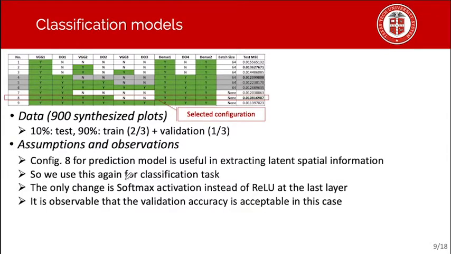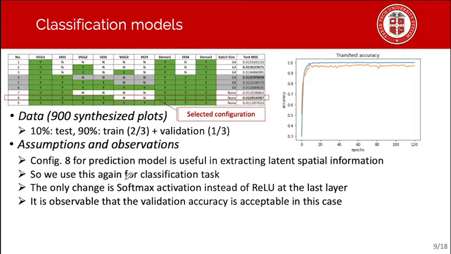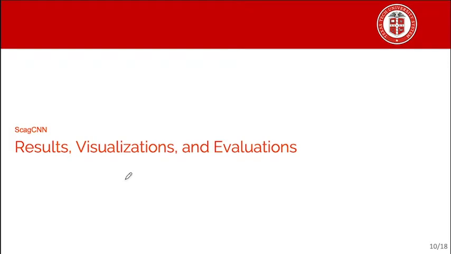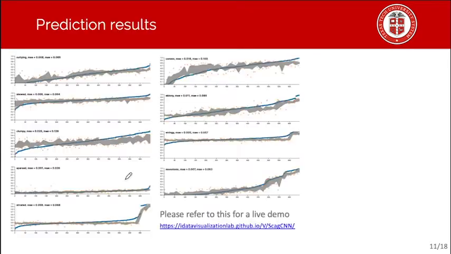It is observable that the validation accuracy is acceptable in this case. It is 98%. Result visualization and evaluations. So first one is a prediction result. We also provide the visualization in this place for users to further interact with and explore more about the result.